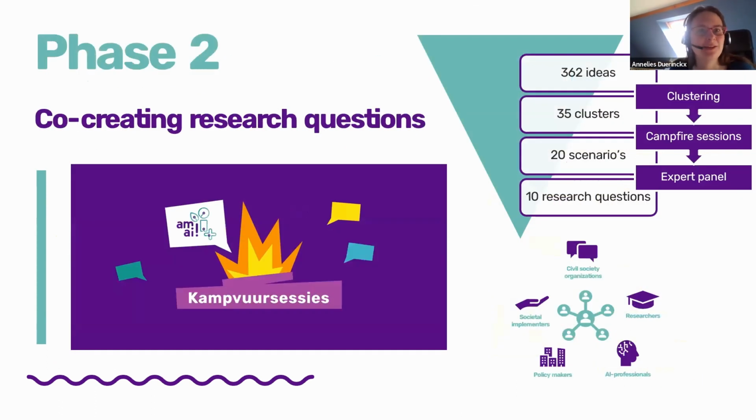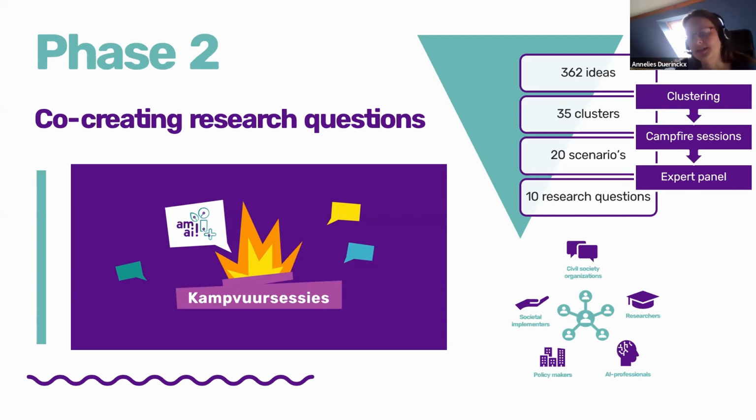And then now we're in phase 2. We gathered 362 ideas on our platform, and then we clustered them in 35 clusters of similar ideas, or ideas very much related to each other. And with these clusters, we go to our campfire sessions where we sit together in real life and discuss the ideas and really go into what's really the problem here, what's the issue that we want to solve, and who would be impacted by a solution, and what does the solution need to look like to really be used by the target audience, or to really be a solution for this problem.